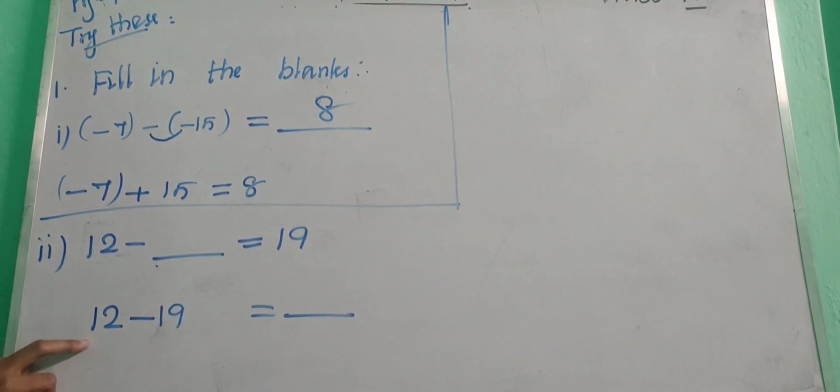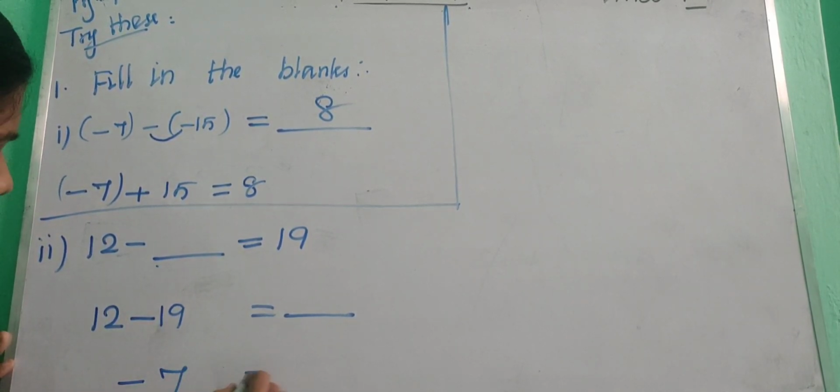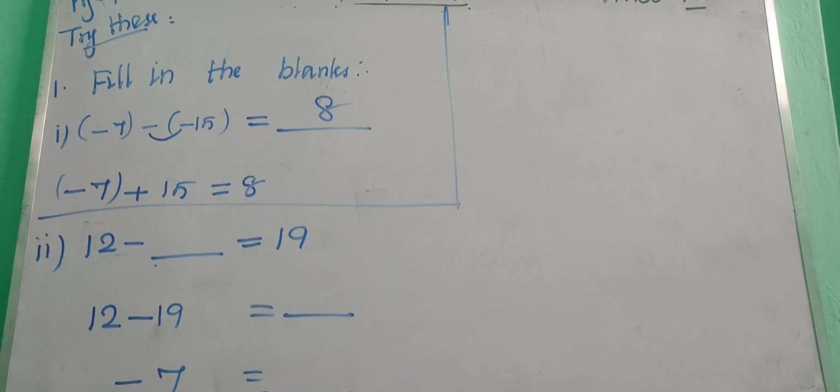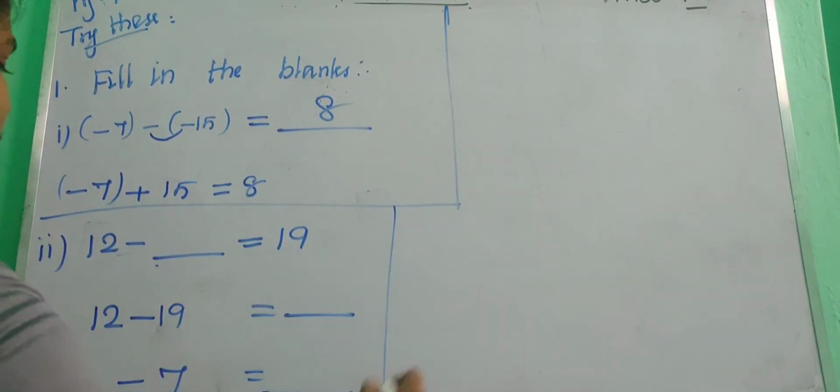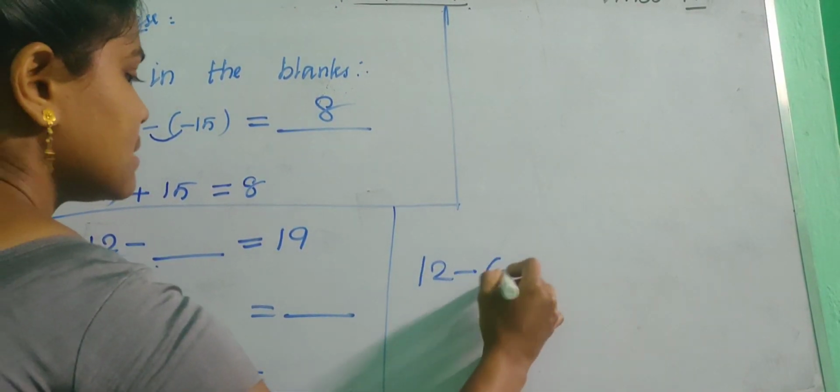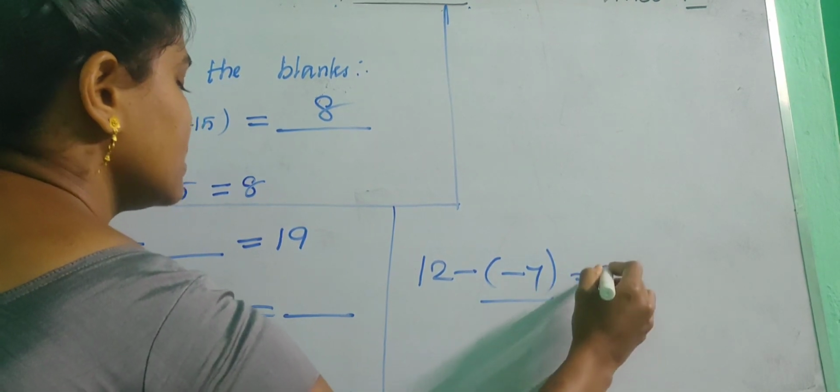Now what is the answer? 12 minus 19 equal to minus 7. In the dash we are getting minus 7. So what is the answer? 12 minus of minus 7 equal to 19.